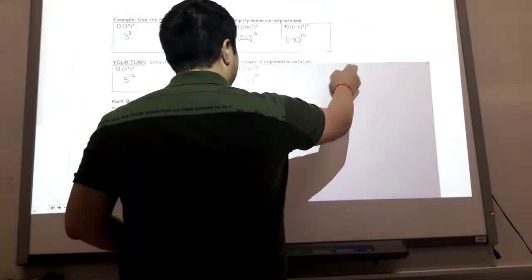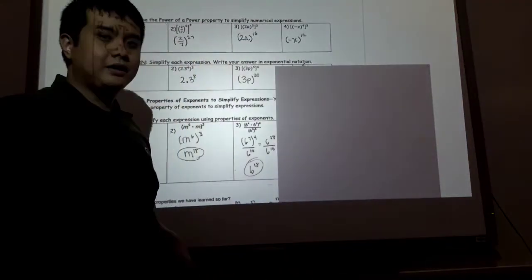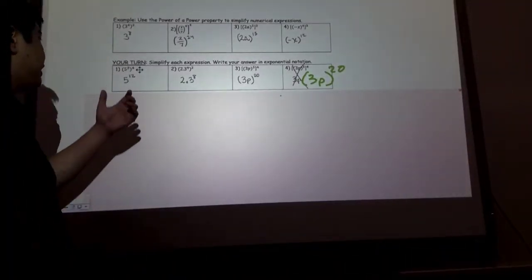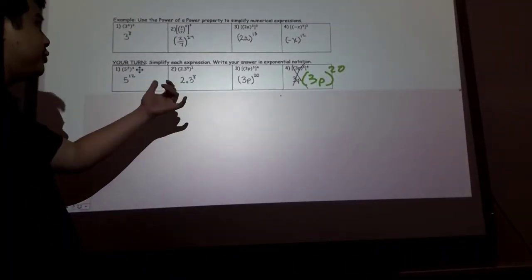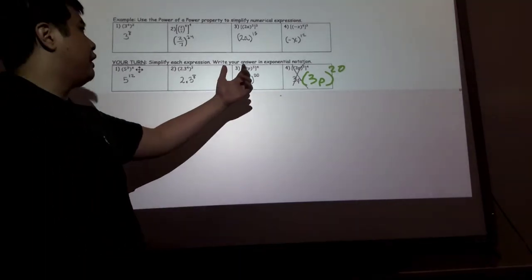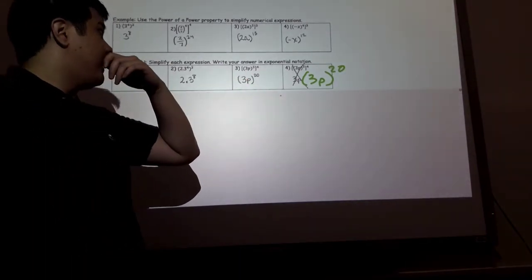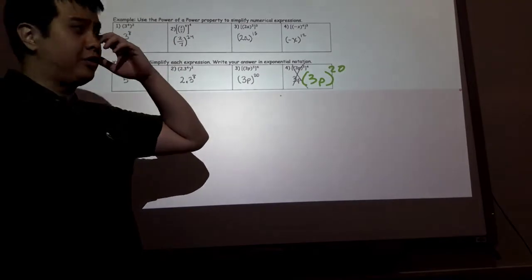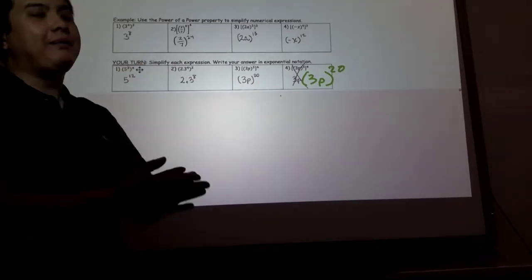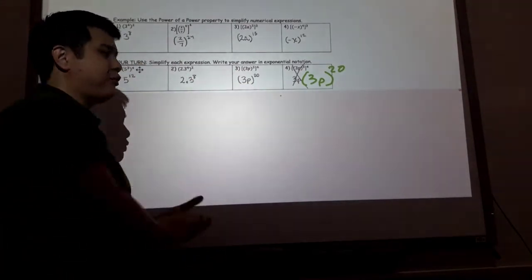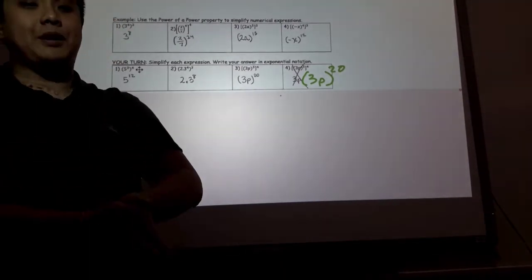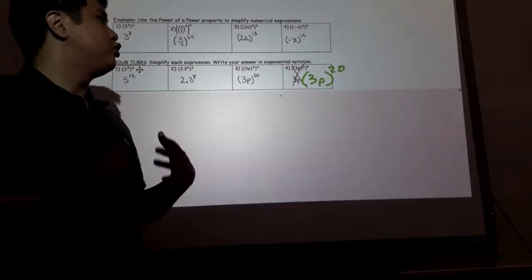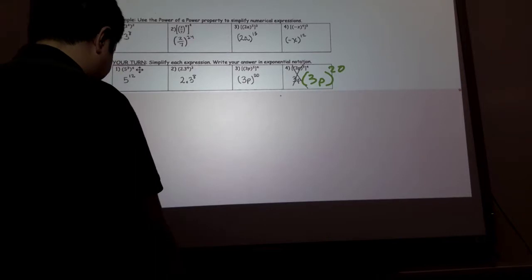Try these on your own, and we'll come back and make observations. As you try them out, you should get 5 to the 12th power, 2.3 to the 8th power, 3p to the 20th power, and over here again 3p to the 20th power, since those are the same questions. But please notice that 3p is in parentheses because 3 and p are being multiplied by themselves over again 20 times.